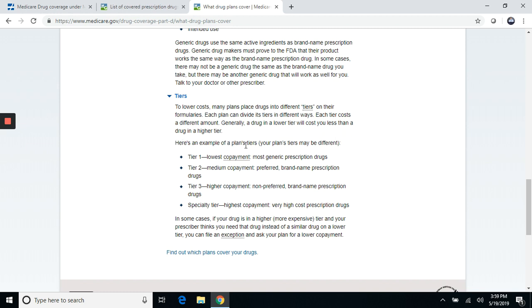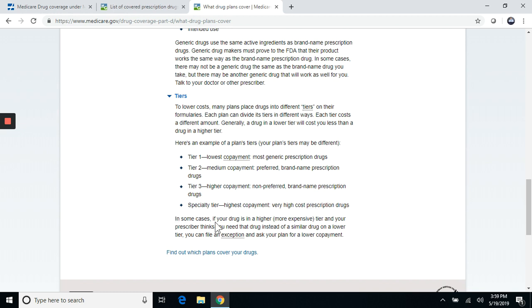Here's an example of a plan's tiers. Your plan's tiers may be different. Tier 1, lowest copayment: most generic prescription drugs. Tier 2, medium copayment: this may be a preferred brand name prescription drug. Tier 3, higher copayment: this is a non-preferred brand name prescription drug. And Tier 4, specialty tier, is the highest copayment: very high cost prescription drugs.